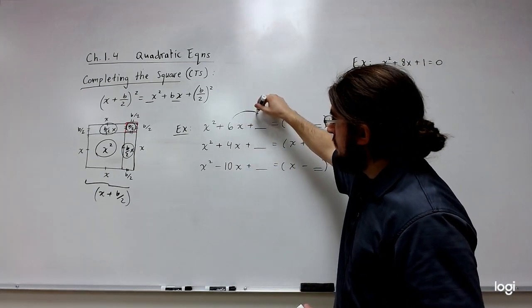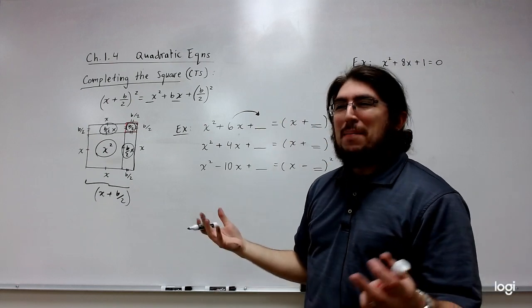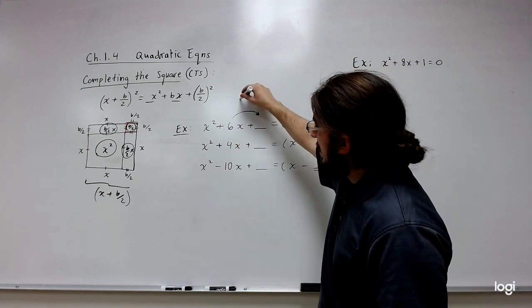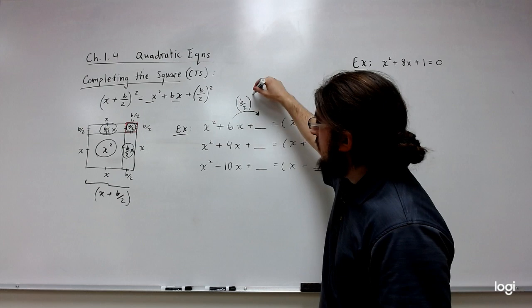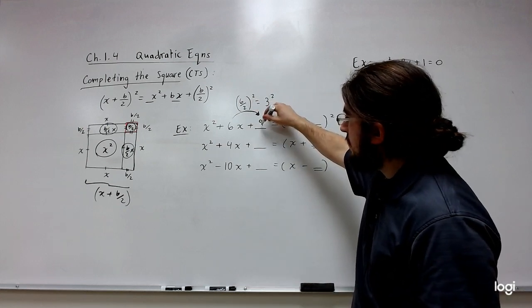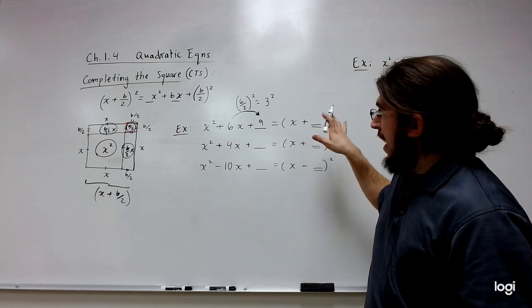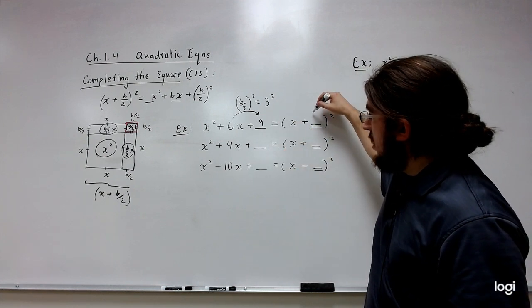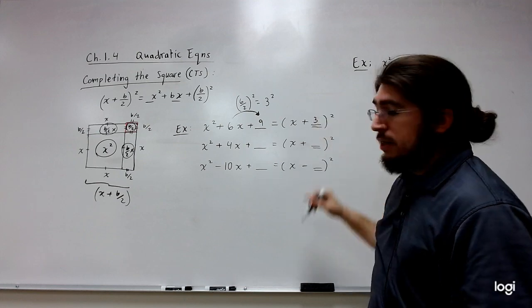I ruined it already, didn't I? I meant to say half of 6. What's half of 6? Squared. Half of 6 is 3, and then squared would be 9. Okay? And here, what would go here is just the half part before squaring. In other words, just 3.